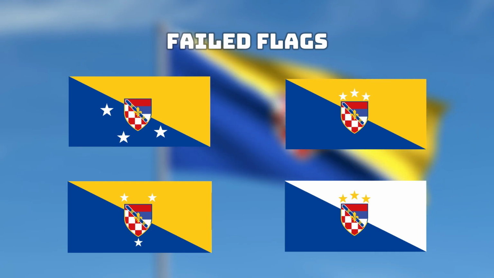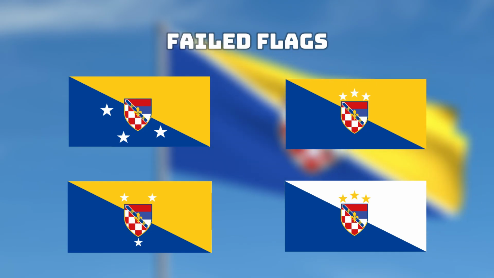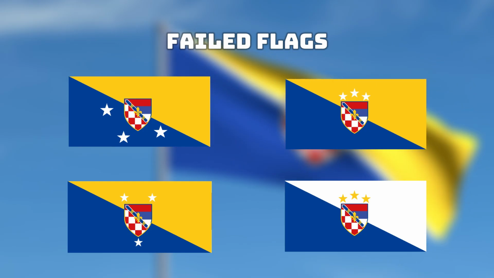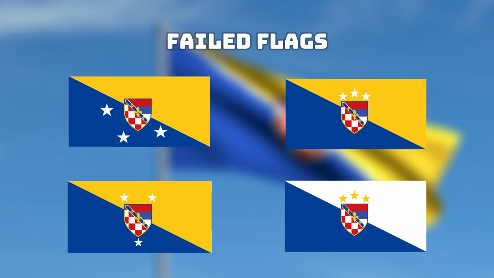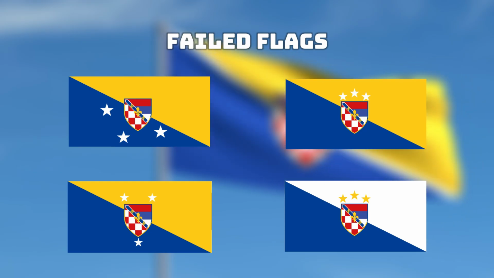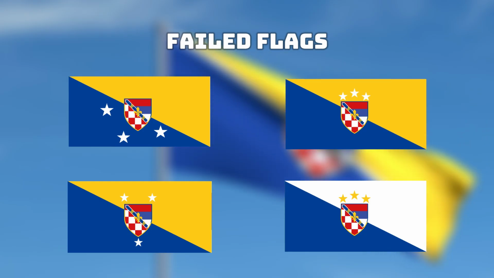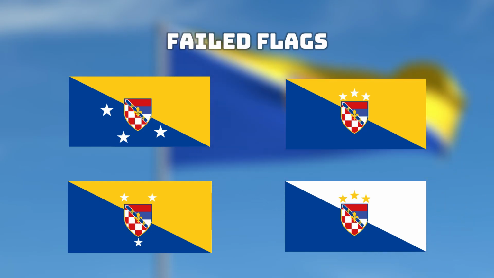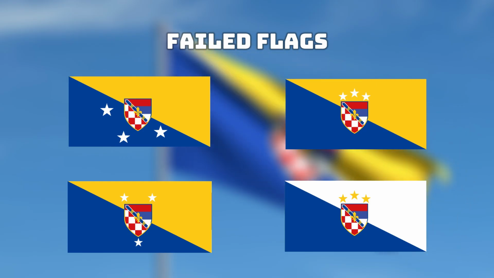You see, on the top left, which is the first one I made, I tried to put the stars in a circle configuration like the EU flag, but that ended up looking like ass. On the bottom left, which is the second one I made, I tried to put the stars in a triangle configuration, but that also looks like ass.